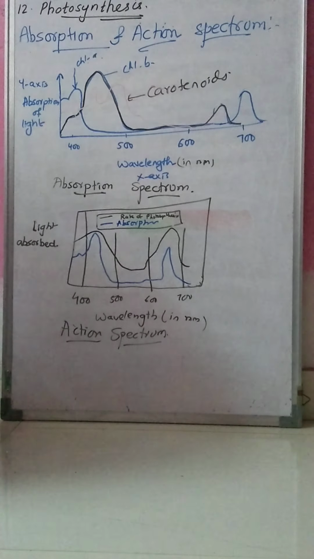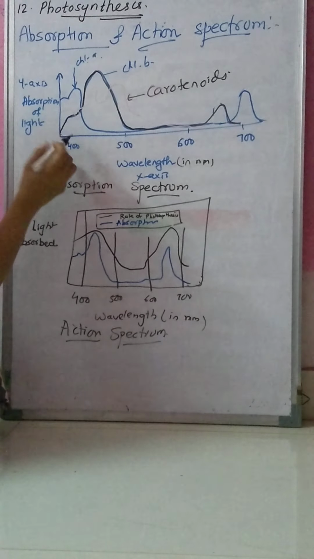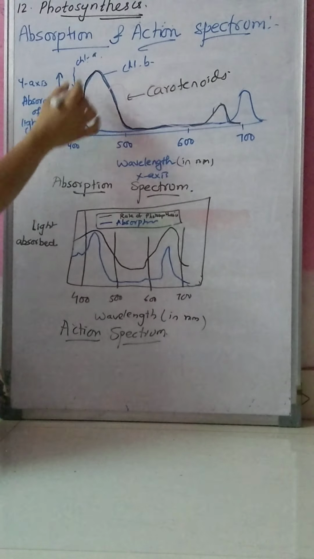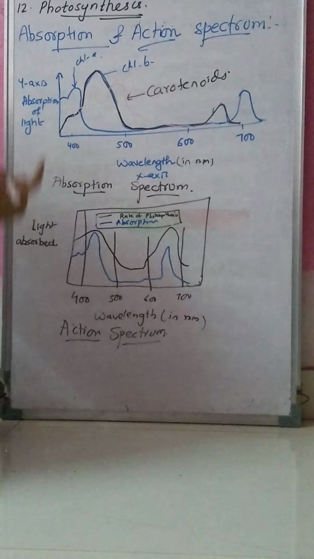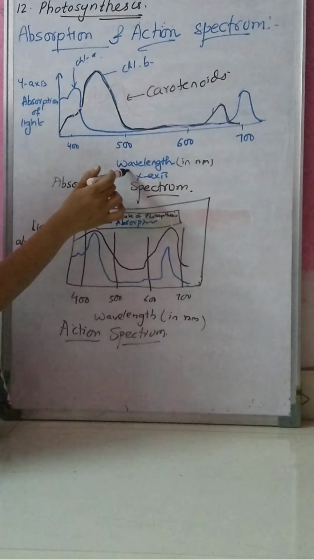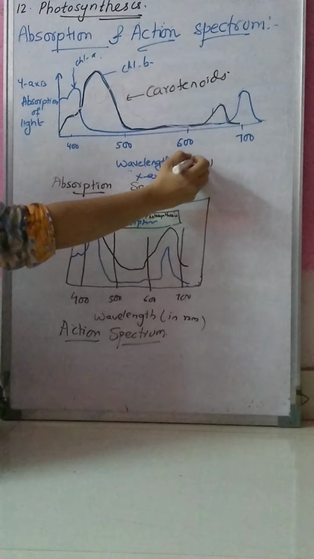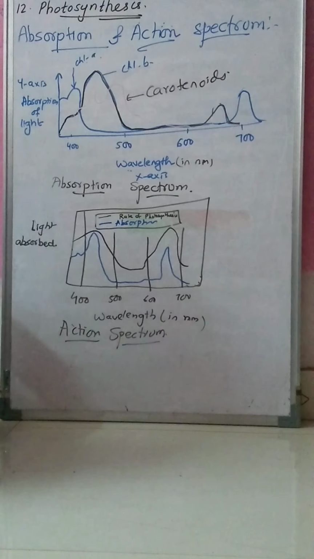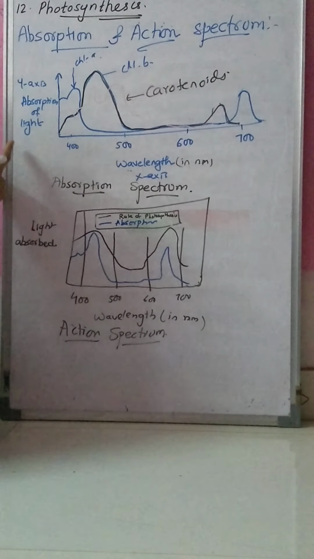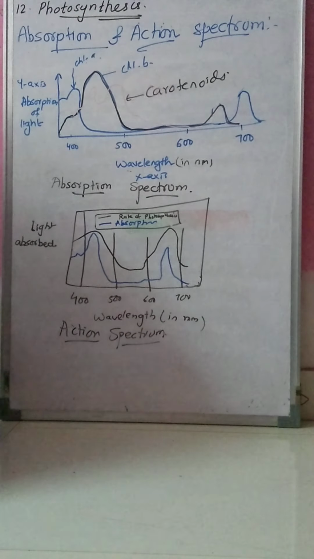Now the amount of light which is absorbed at each wavelength, we have shown in the form of a graph. You can see on the x-axis wavelength of light is present, written in nanometer, nm. Whereas on the y-axis you can see absorption of light. It shows how light is absorbed by which pigments.